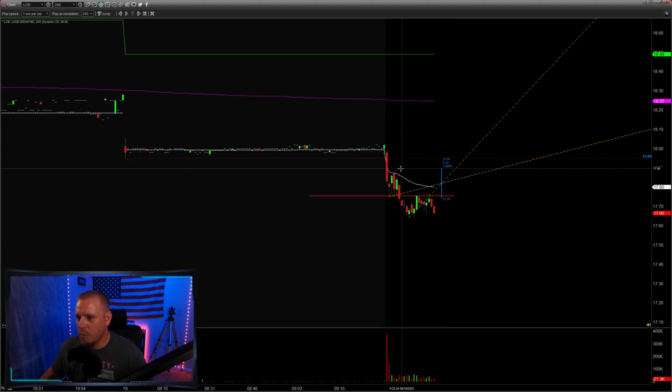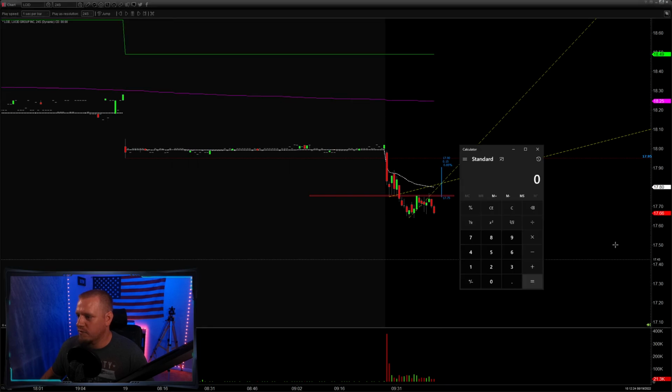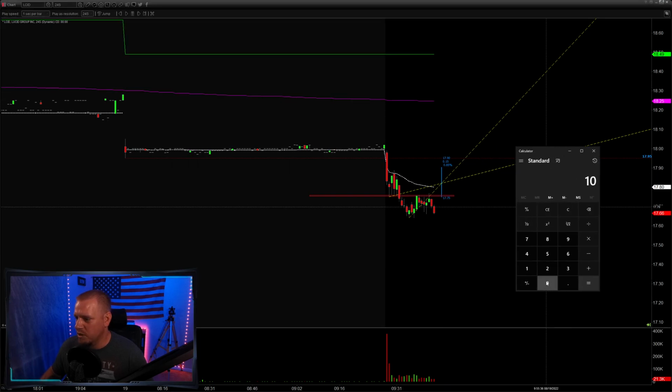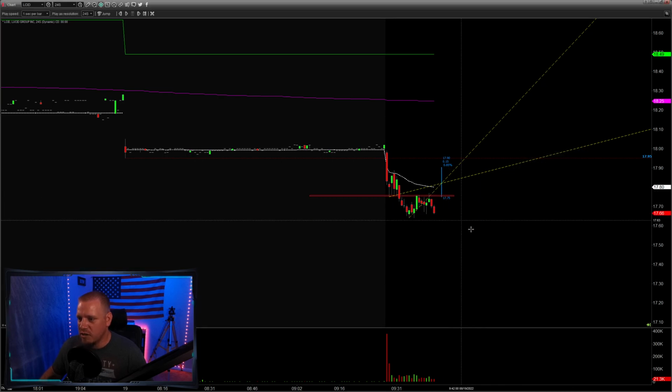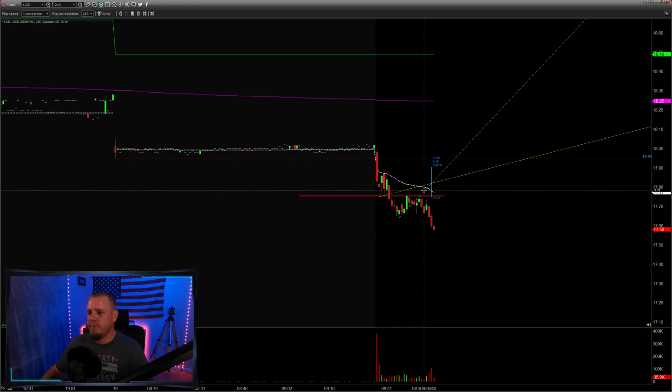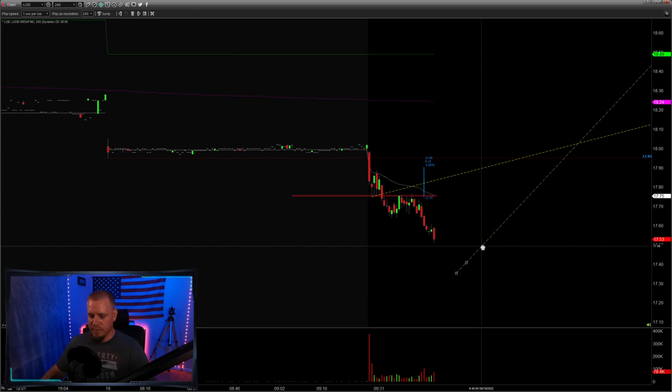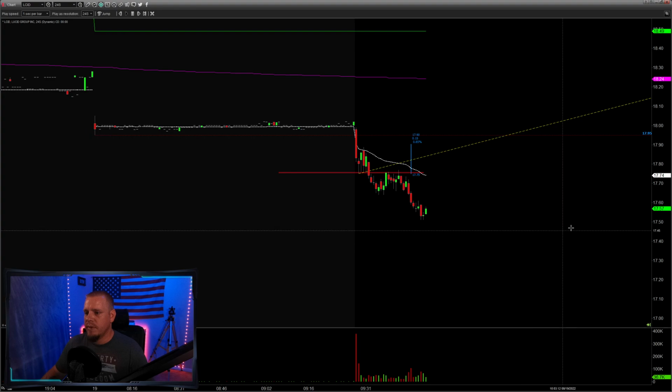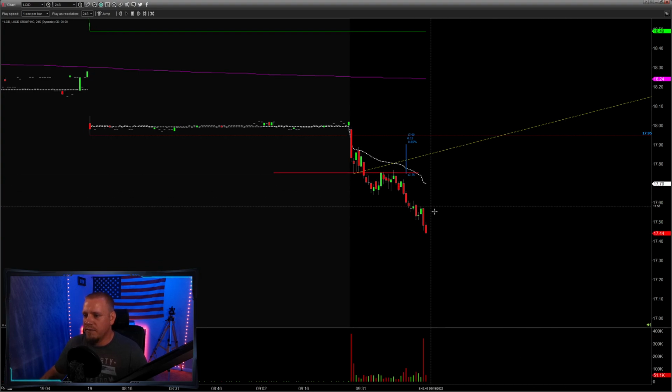The stop is going to go above the previous swing high, which is here, about 15 cents away. Let's say you wanted to lose $100. You take 100 and divide that by the stop, which is 15 cents away. So your entry can be 666 shares. And let's see what happens. Fade, fade, fade.